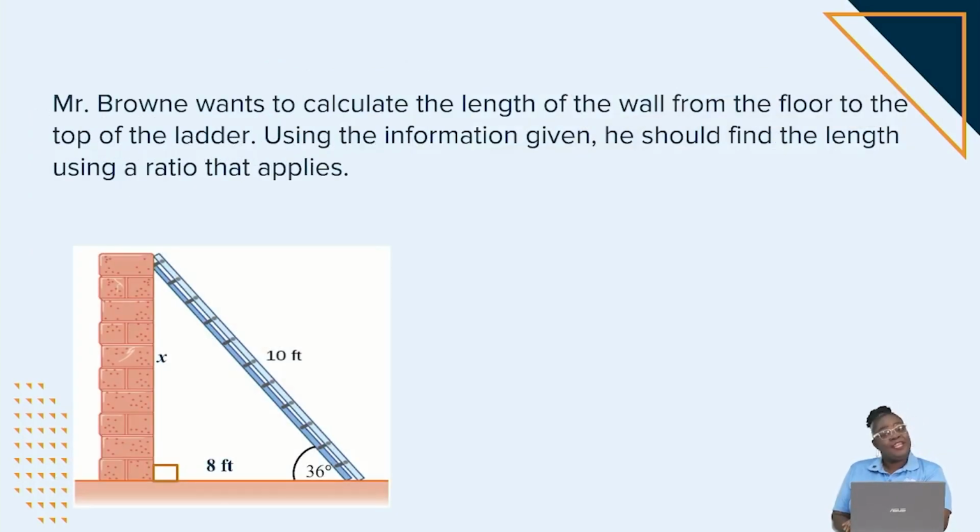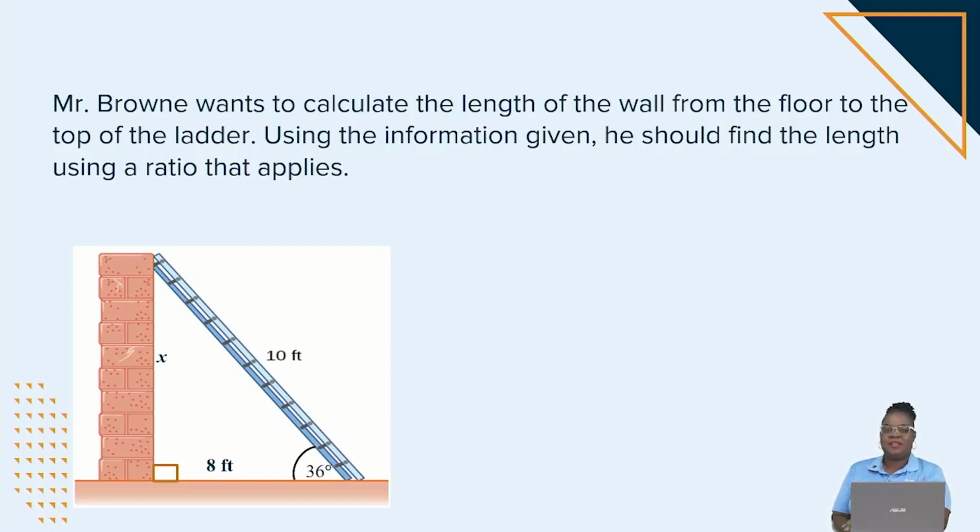Mr. Brown is really getting into trigonometry. He is going full force. Now, he wants to calculate the length of the wall from the floor to the top of the ladder. Using the given information, he should find the length using a ratio that applies. So let us take a look at the replica of the ladder against the wall.